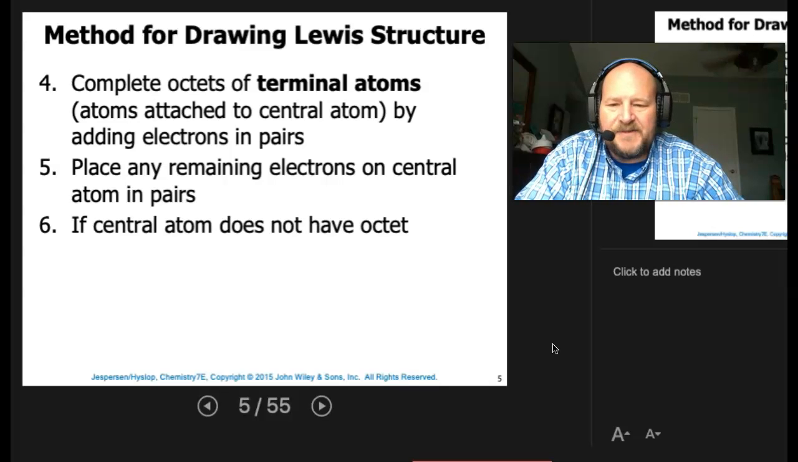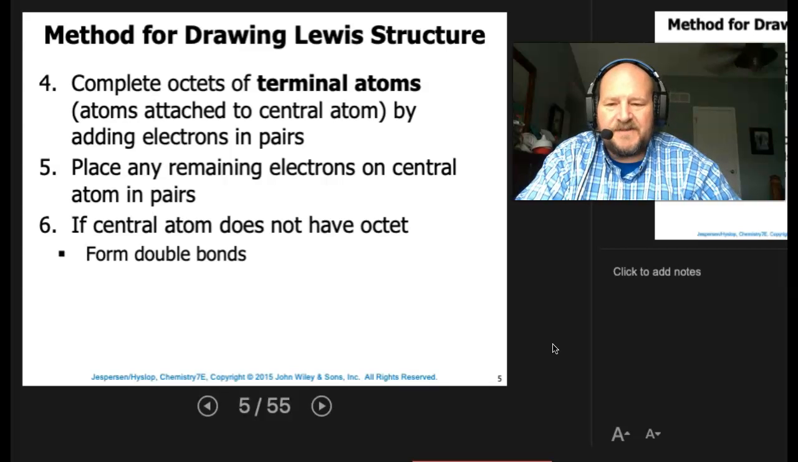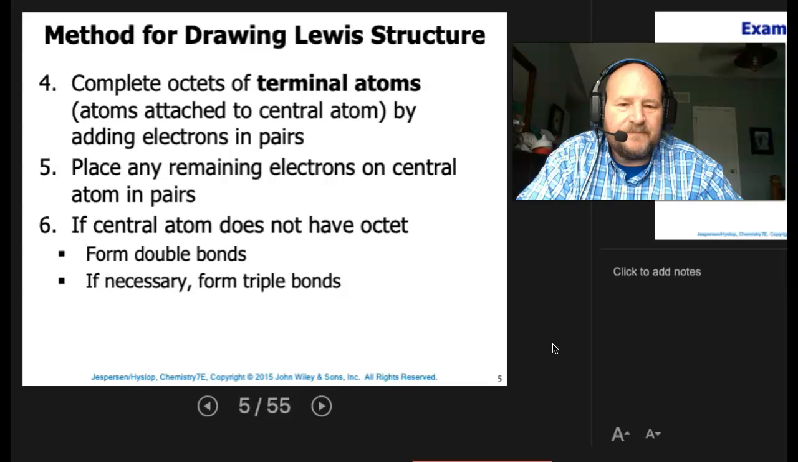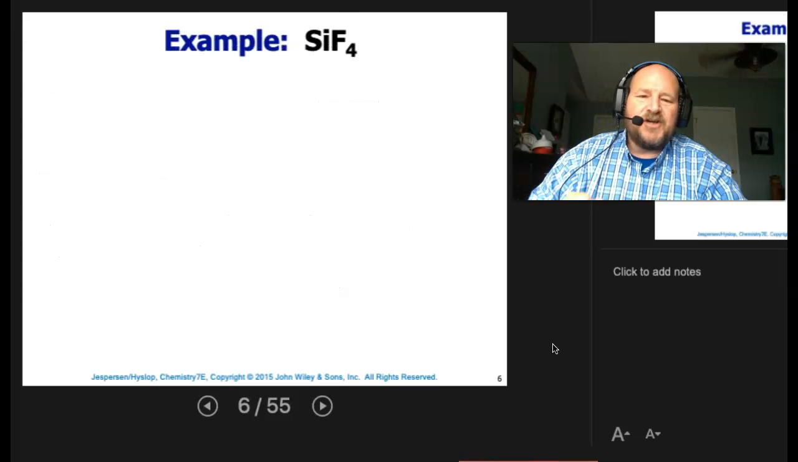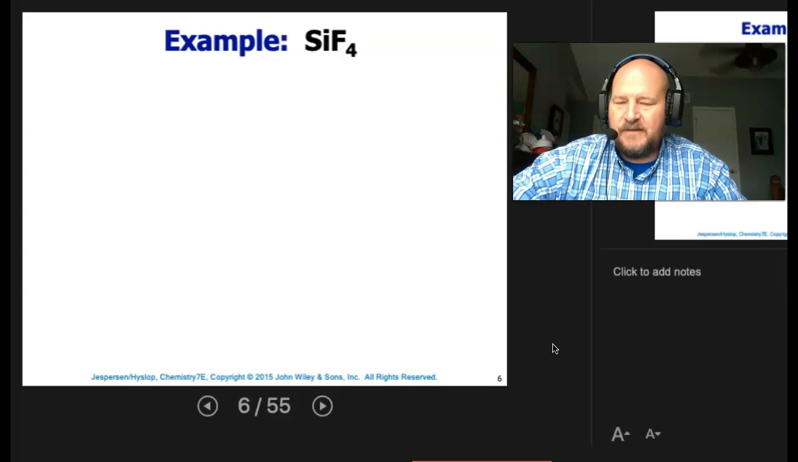Now, at this point, if the central atom does not have an octet, we're going to have to start looking at how we're going to form double, possibly even triple bonds. Okay, so let's give it a shot. We'll do an example, SiF4, so silicon tetrafluoride.